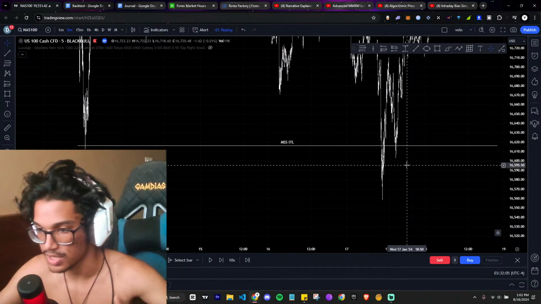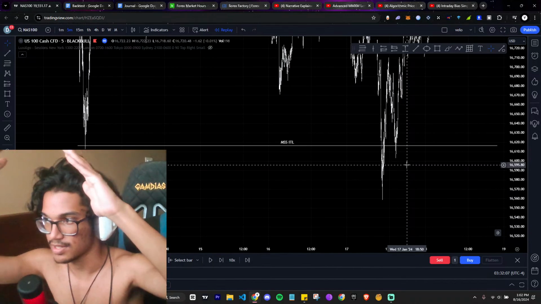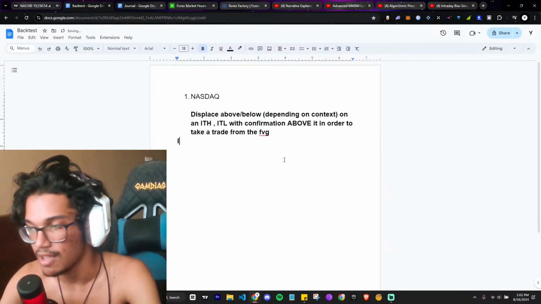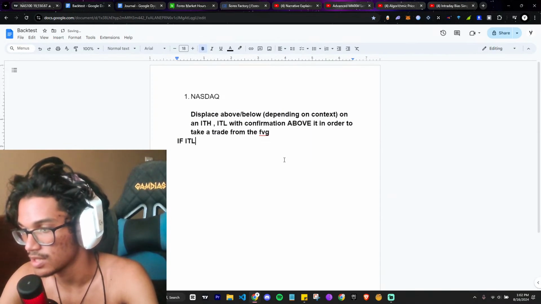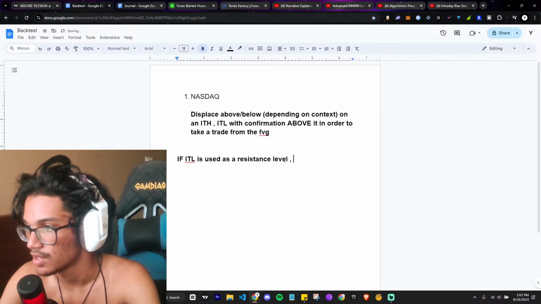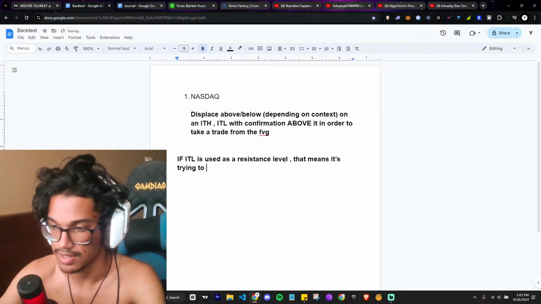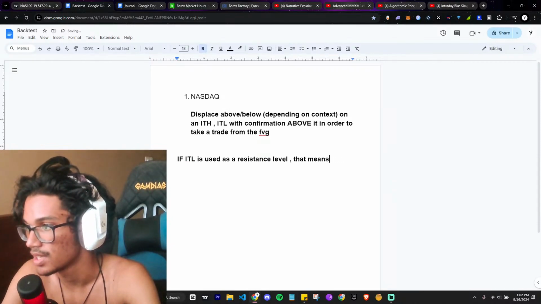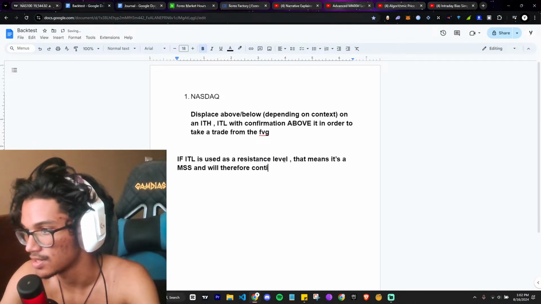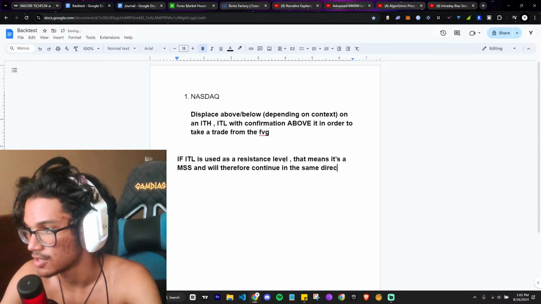Because if it does use this internal term low as a resistance level, that means we're basically hitting lower from there. So I need to write that down as well. If internal term low is used as a resistance level, that means it's basically a market structure shift. That means it's an MSS and will therefore continue in the same direction.